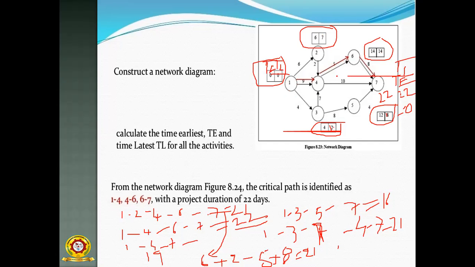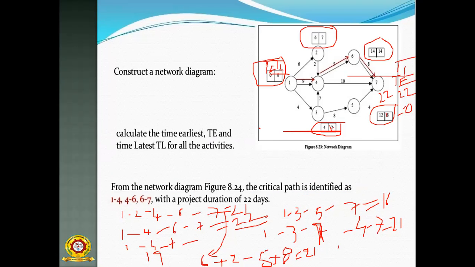From there, if there are two routes, then you have to take the maximum value. Suppose for 7 there are two activities connected, one is 6 to 7 and another one is 4 to 7. So you have to take the maximum value. And in the backward pass, for 7 there are 3 routes. Of the 3 routes, which one is the highest? That is 10. And which one is the lowest? For the backward pass, that is 4. You have to consider 4.